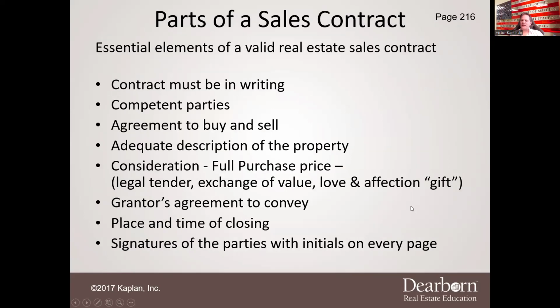So let's go over the essential elements or parts of a contract, things that are required to be in a contract. Contracts must be in writing, according to the statute of frauds, for purchases. You have to have competent parties. There has to be an agreement to buy and to sell. There has to be an adequate legal description of the property. The consideration must be expressed. There are 3 legal forms of consideration: legal tender, exchange of value, and love and affection if it's a gift. You have to have a grantor's agreement to convey the property. That's the seller. And a place and time of closing should be stipulated in the contract.